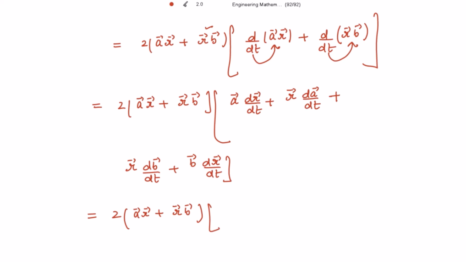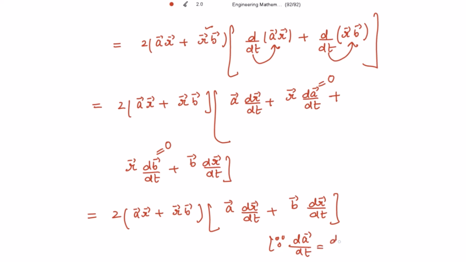Okay, a vector is constant, this term is 0. B vector is constant, this term is 0. So we have here a vector dr by dt plus b vector dr by dt. That's it. Reason you can mention over here: a vector is a constant vector, b vector is also a constant vector, so their derivatives are equal to 0. Alright, thank you.